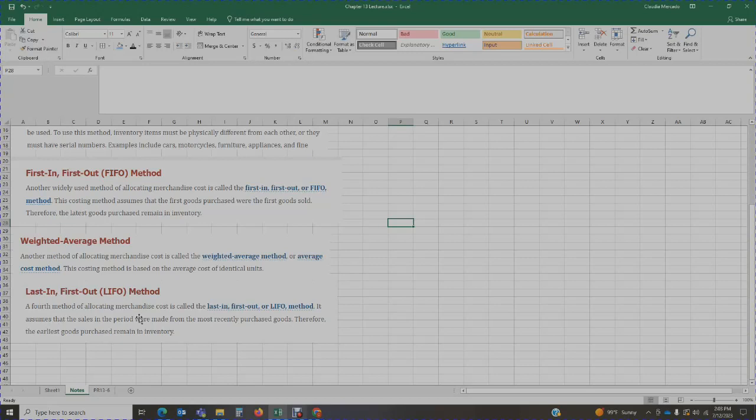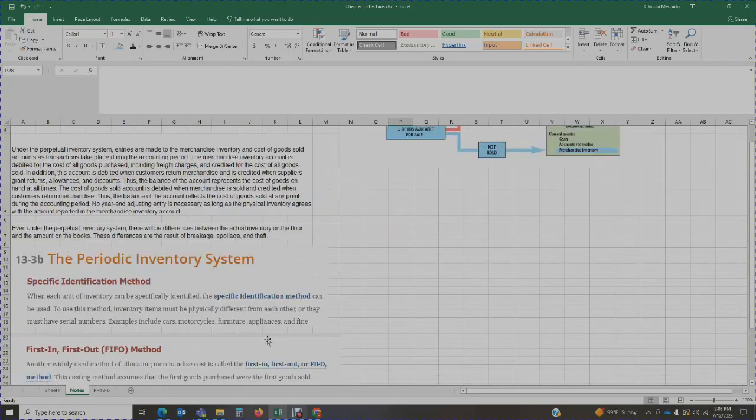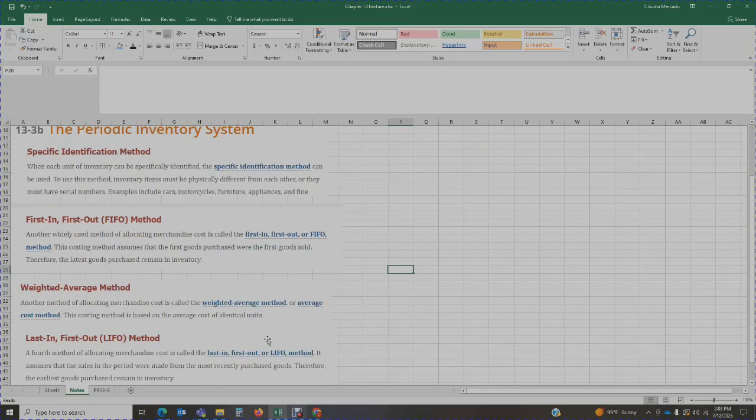You can't be switching. In July I'm going to do first in, first out. In August I'm going to do weighted average. In December I'm going to do LIFO. No. Once you make a selection of the method that you're going to be using, that is what you're going to continue to use. So it's very important that you make the best decision for your business. You analyze the information and then you decide which of those 4 methods is the best fit for you.